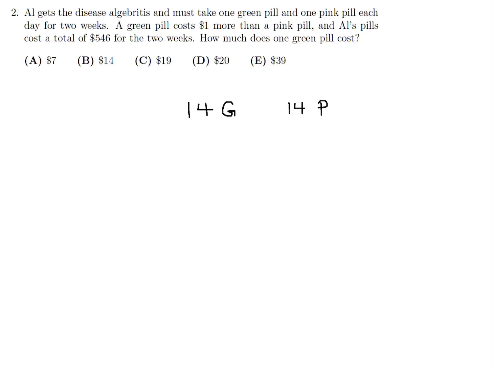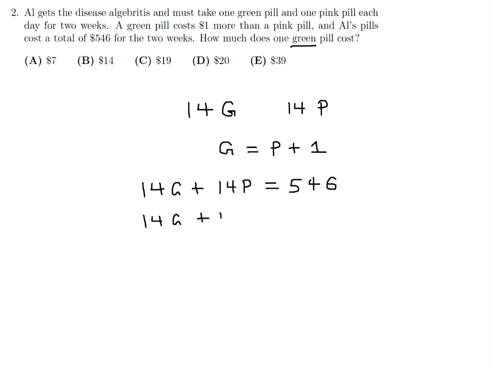They also tell you that the green pill costs $1 more than the pink pill. So G equals P plus 1. And then they also tell you that the total number of pills costs $546. So we have ample information to figure out the value of G, green pill. So the first thing I'm going to do is, instead of having this P here, I'm going to substitute for P in terms of G. So from that equation, P would be G minus 1.